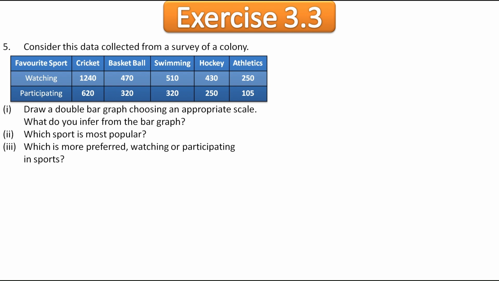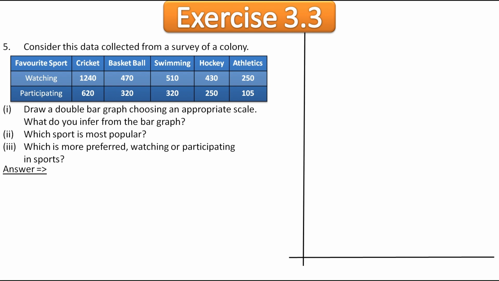Consider this data collected from a survey of a colony. This information is based on the survey of a colony for the sports. Now here we have to draw a double bar graph choosing an appropriate scale. I'll take sports names on the x-axis and number of people on the y-axis.